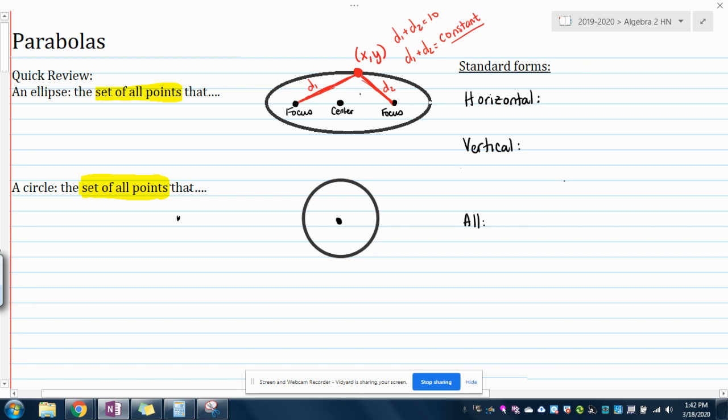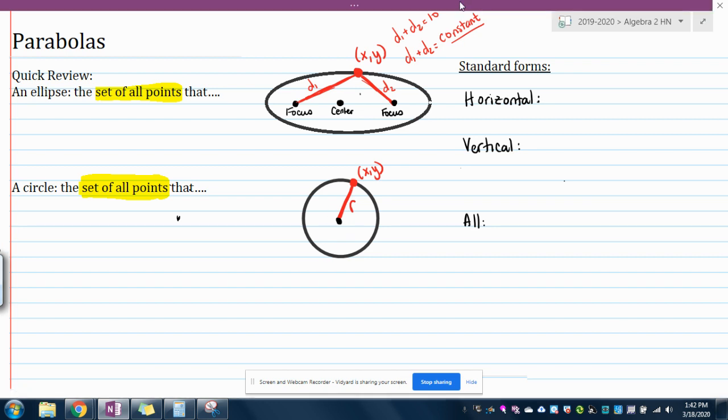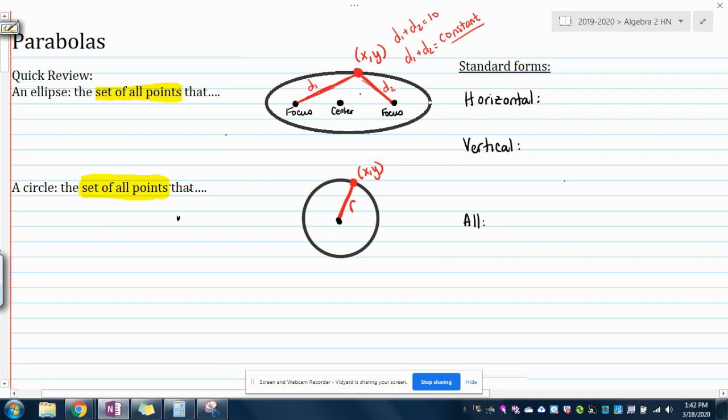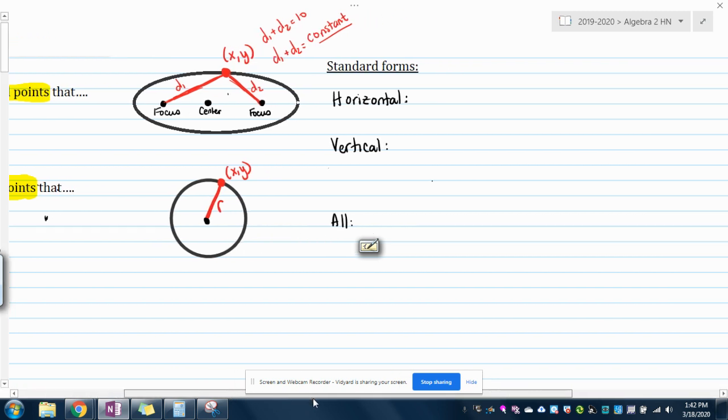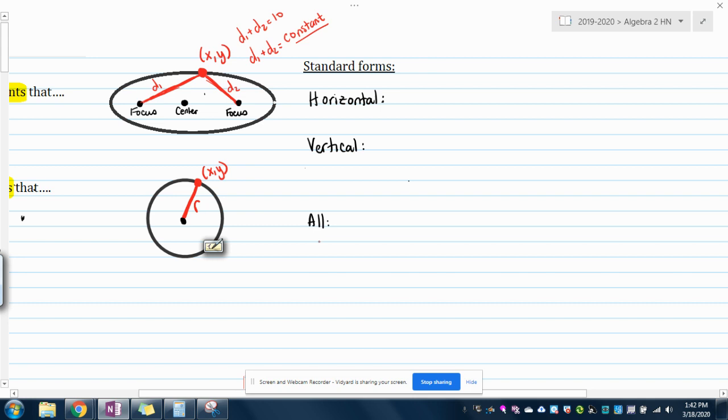A circle is, by definition, if I take a random point, if we pick this one right here, x, y, and I find the distance to the center, that is going to be the same number called r, for radius. So let's talk about what the standard forms are for both of these, because I want you to see the similarities between them and realize that the standard forms for parabolas and hyperbolas are all going to be in a similar format.